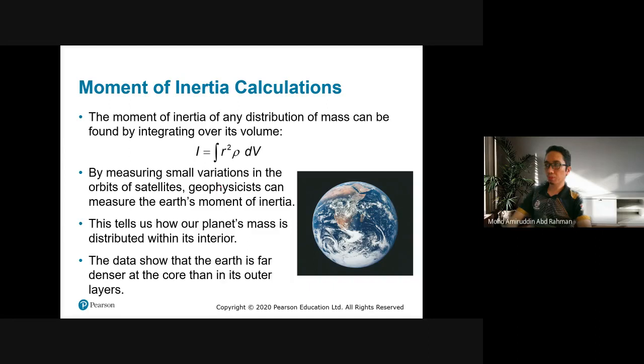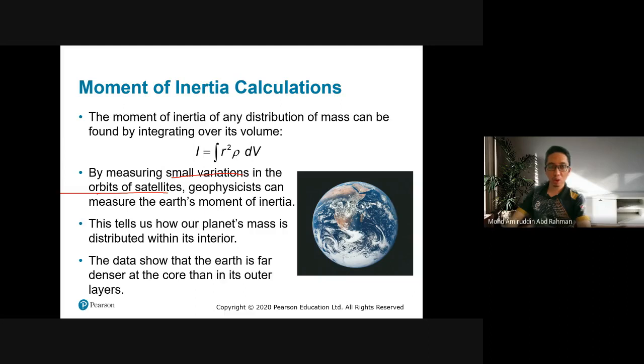Okay, so let's say our planet, our Earth. By measuring a small variation in the orbits of the satellite, we can measure the Earth's moment of inertia. Just by measuring the small variation in the orbits of the satellite. So why does the Earth have a moment of inertia?